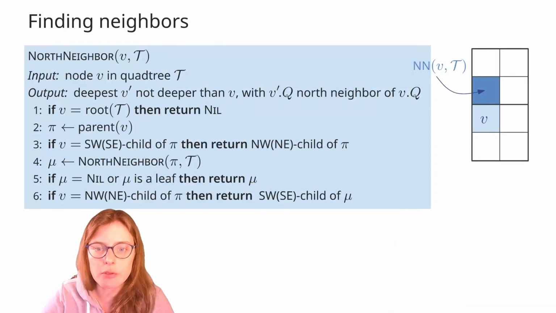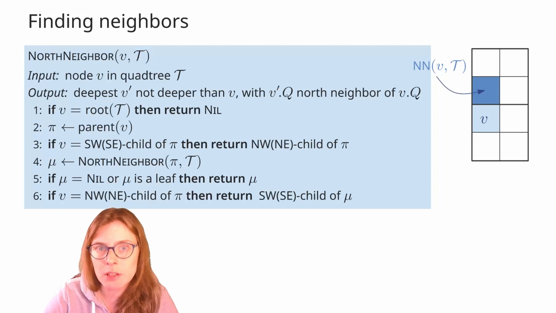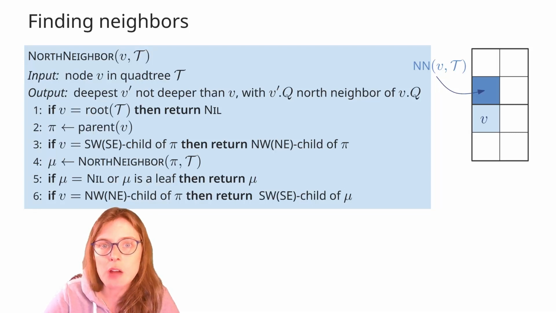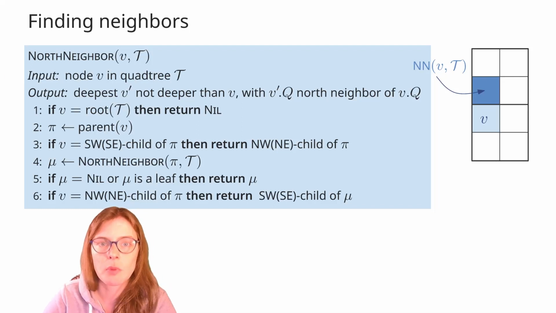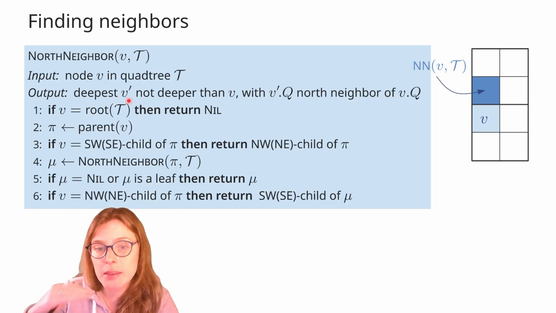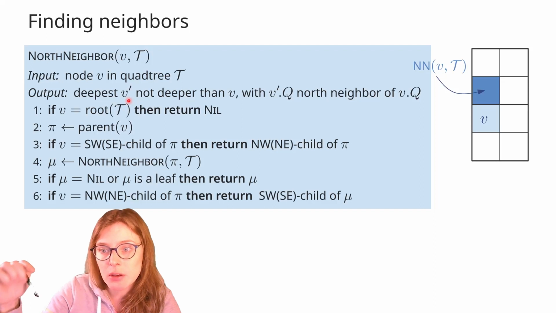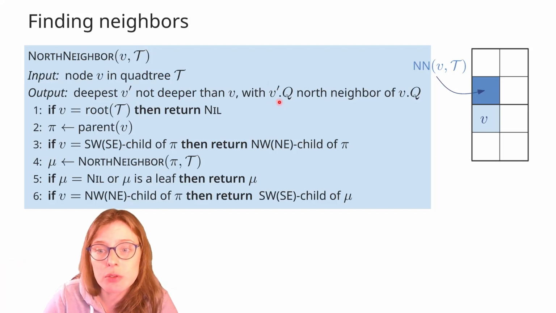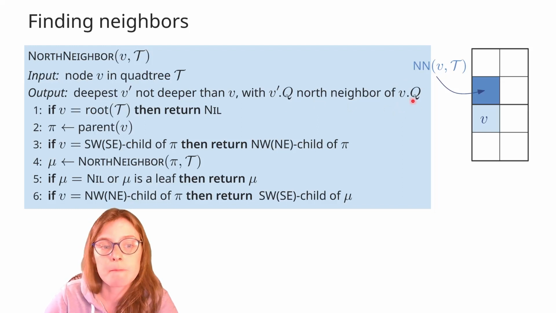Let's now discuss how to traverse the quadtree subdivision. Given a node v in the quadtree, we will see how to find its neighbors. We will do this on the example of finding the north neighbor. Consider the pseudocode. Given the node v of the quadtree T, we will find the deepest node v prime at the same level as v or higher than v, so that the square corresponding to v prime is the north neighbor of the square corresponding to node v. The algorithm is the following. We check if v is the root of the tree, then the root has no north neighbor and we return null.